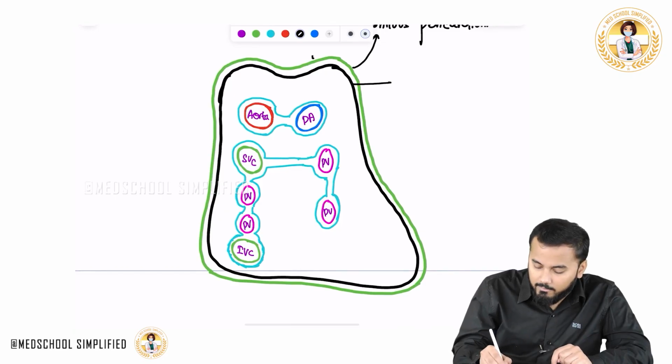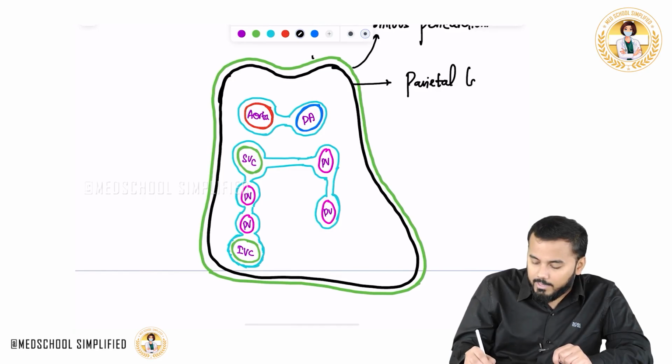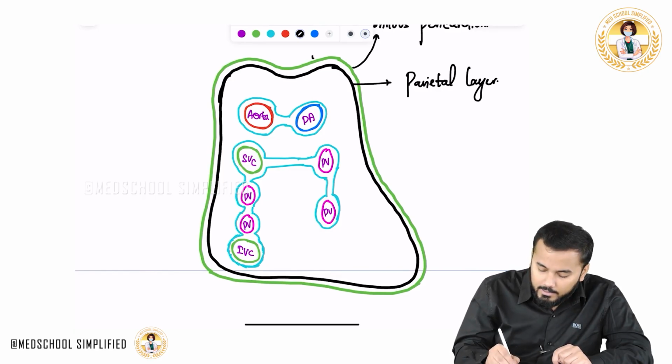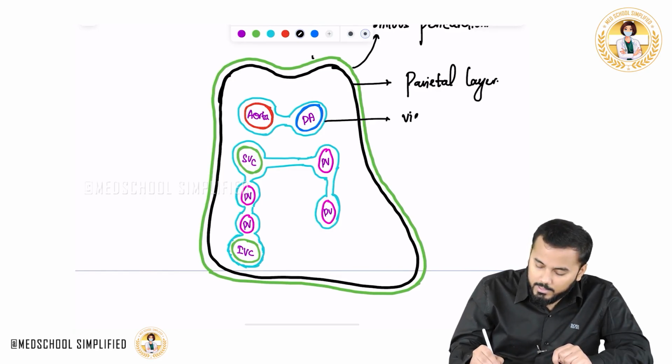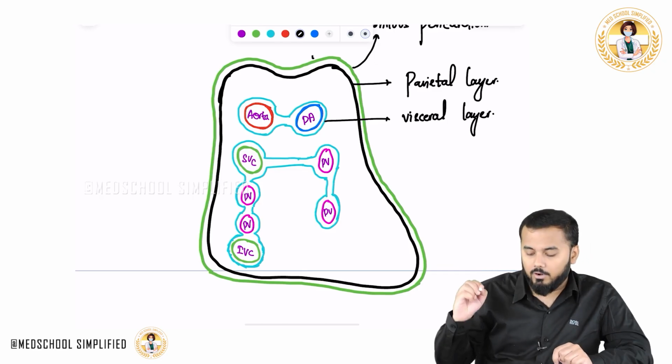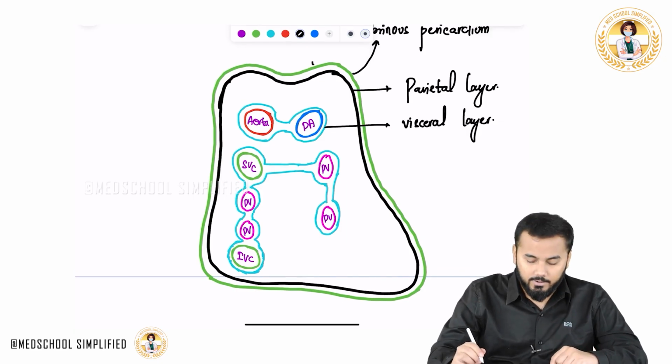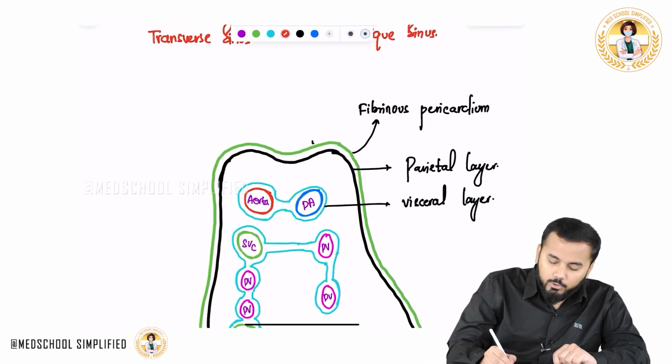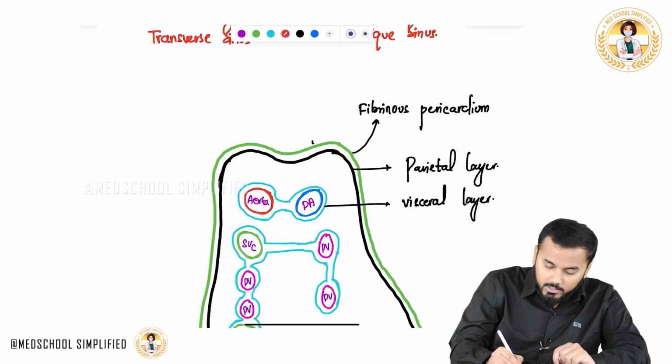And let us say this black one over here is called as your parietal layer of pericardium, and this one over here is called as your visceral layer of pericardium, parietal as well as visceral, right? Now, for you to understand better, let me draw these structures here.